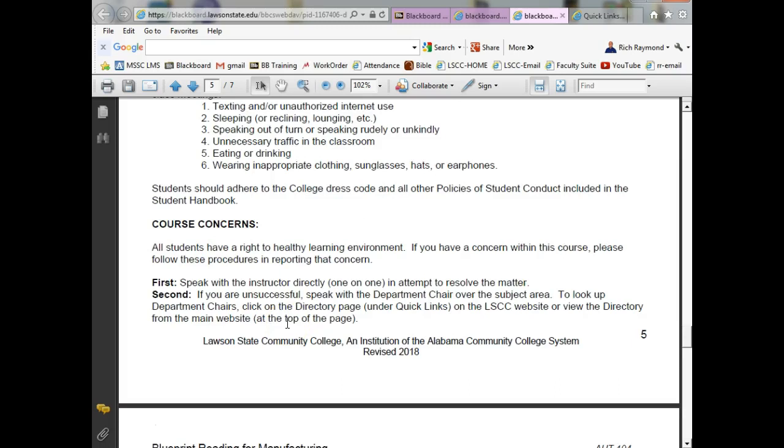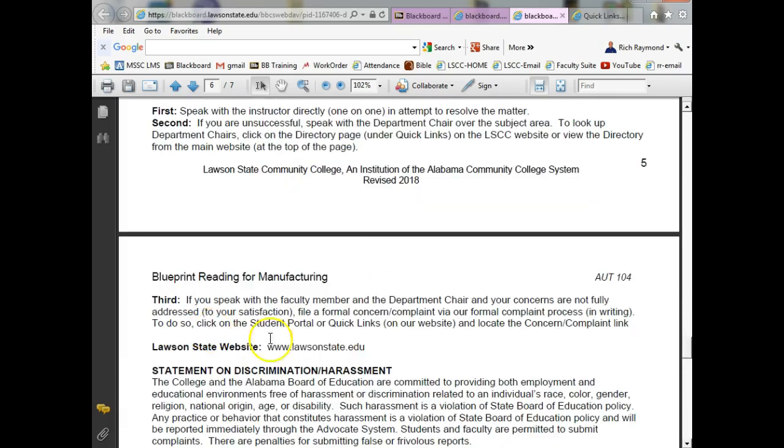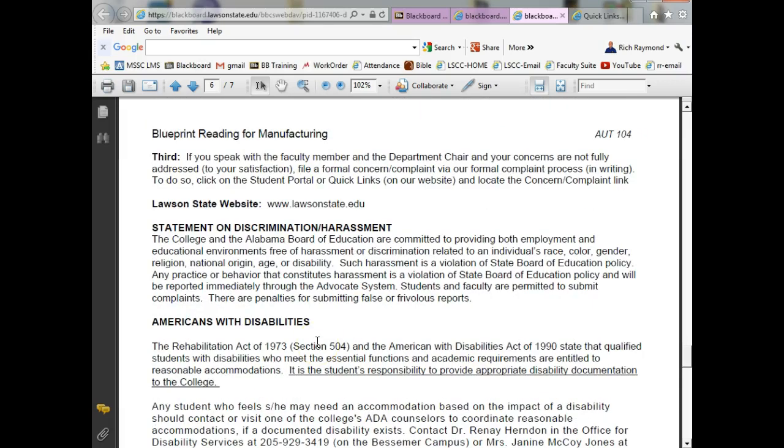Course concerns. This tells us what the procedure is for following up on course concerns. If you have a concern about any class here at Lawson State Community College, then this is the procedure you should take: speak with the instructor, talk to the department head, and then file an official complaint. Discrimination and harassment. We do not allow any form of discrimination or harassment in the classroom.